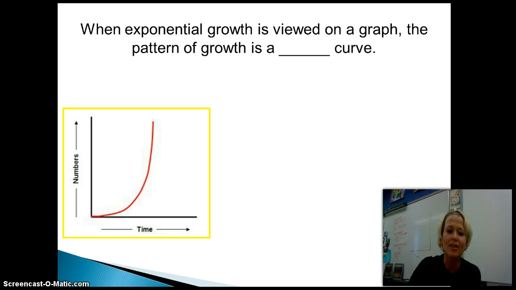So if you look at this curve, what does it look like to you? Let's go back to kindergarten or preschool. Come down, hook over, it looks like a J. So they actually call it a J-curve. So the J-curve is exponential growth.